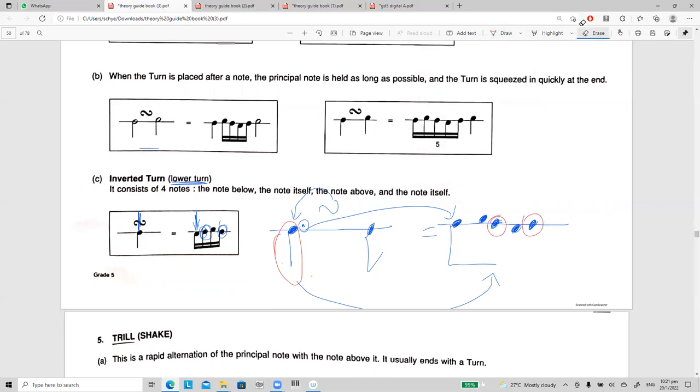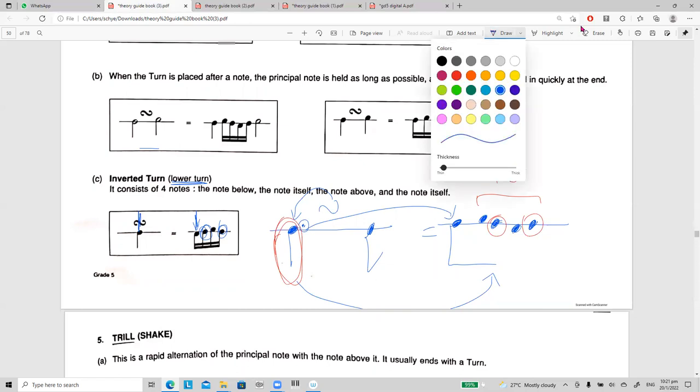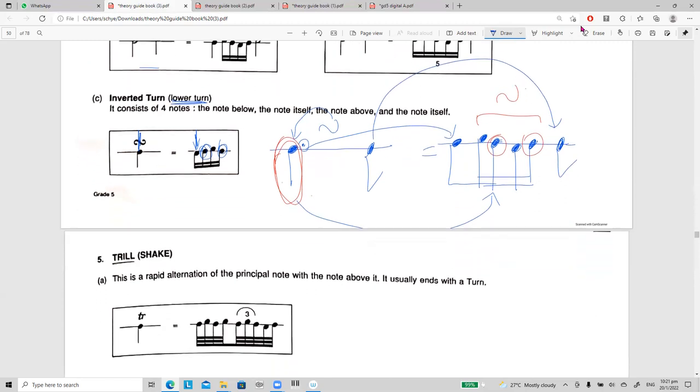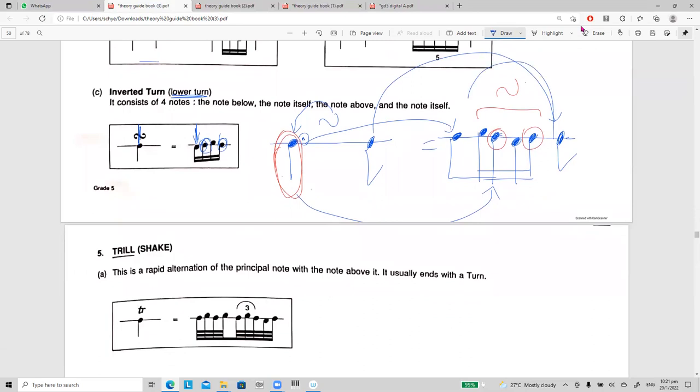Okay, so these four notes, this turn, will borrow the value of a crotchet. So four notes shared by a crotchet will be four semi-quavers. Okay, and then after that, you will copy this one. So this is how you do it when a note has a dot.